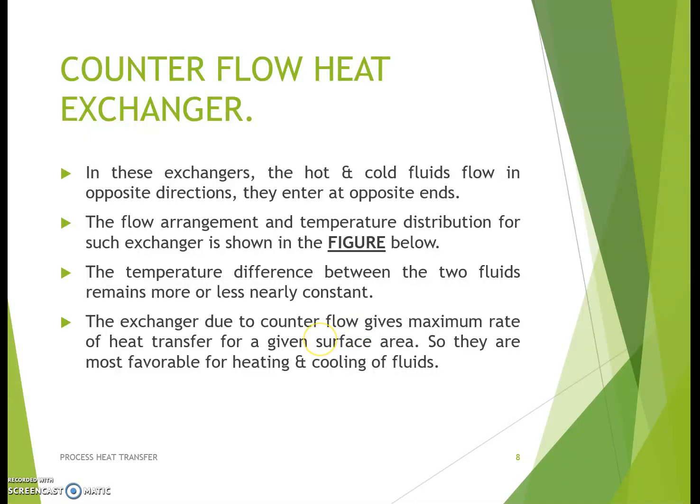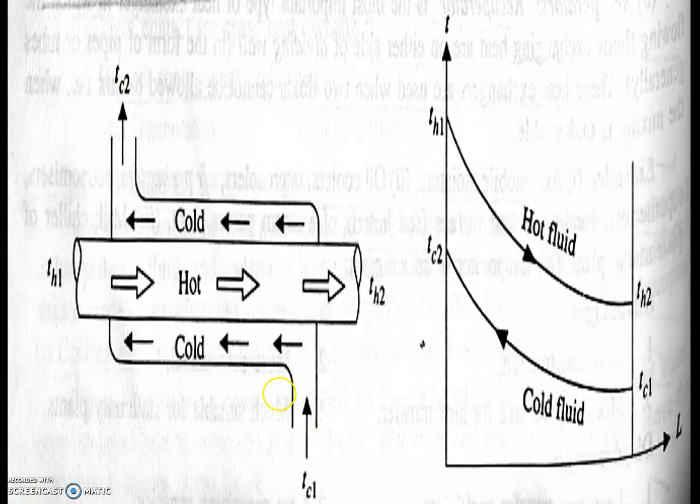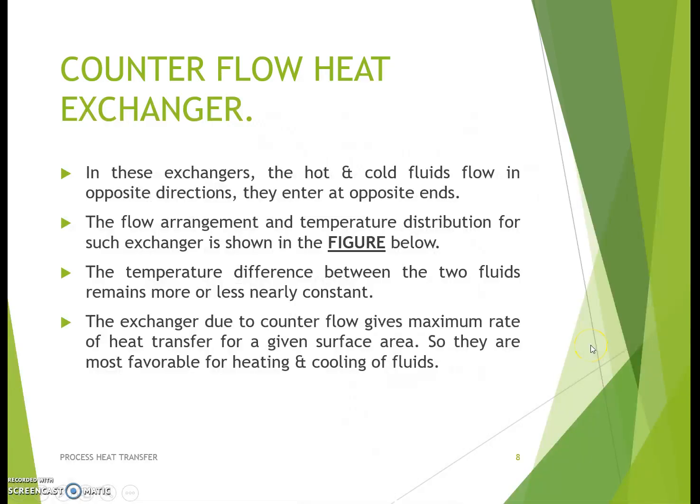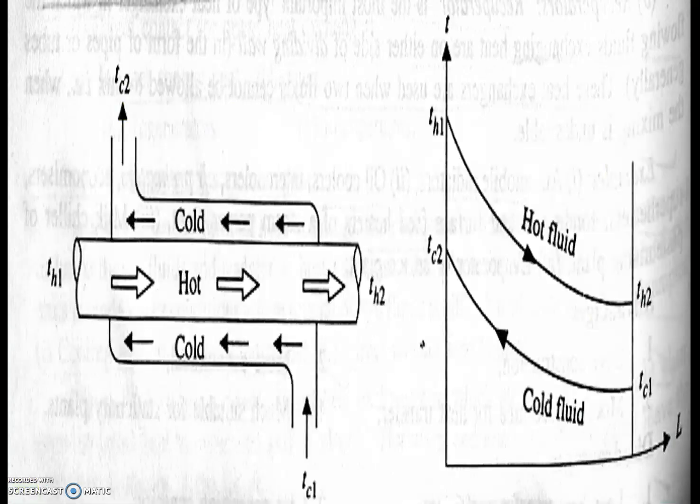Next is the counterflow heat exchanger. In this exchanger, the hot and cold fluids flow in the opposite direction. The temperature difference between the two fluids remains more or less nearly constant. Due to counterflow, the exchanger gives the maximum rate of heat transfer for a given surface area. So they are most favorable for heating and cooling of fluids.